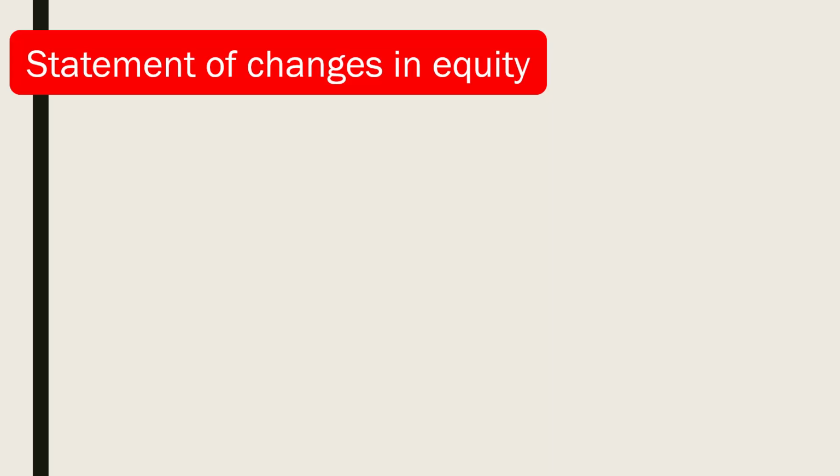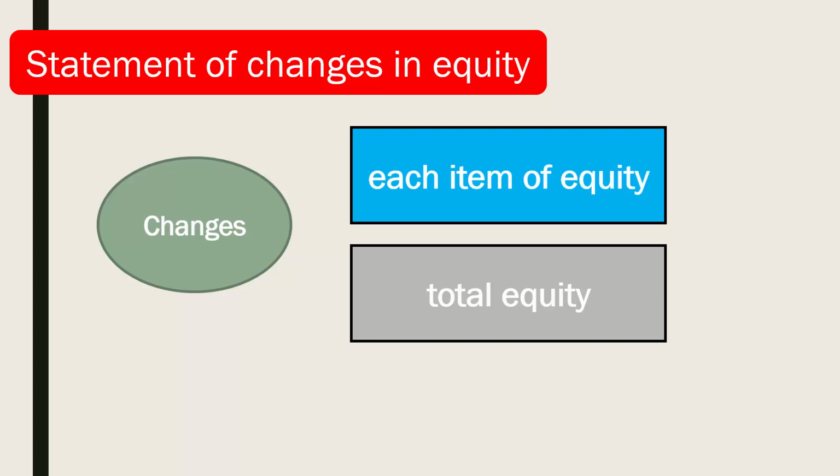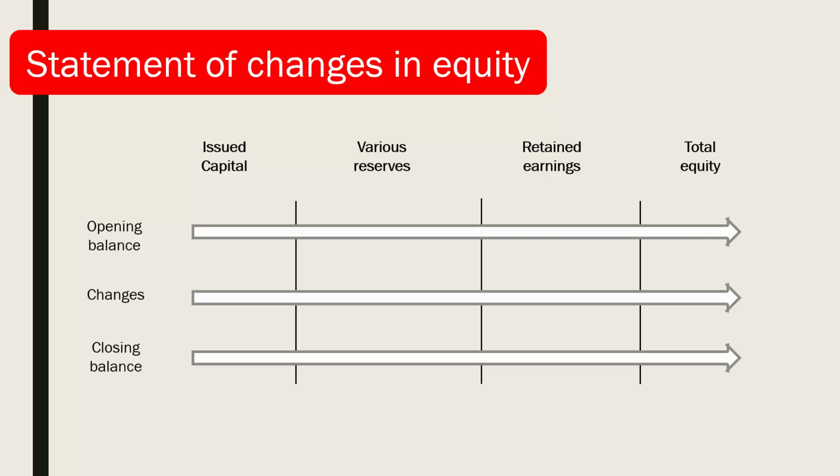Let's now look at the statement of changes in equity. A statement of changes in equity shows the changes over a period for each item of equity and total equity. Each column in a statement of changes in equity shows the opening balance of each item of equity, in what ways the item has changed during the period, and its closing balance at the end of the year.